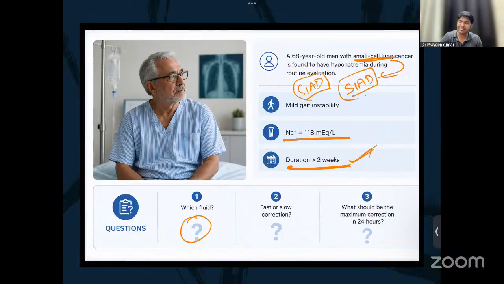And since this patient is not having any big problem except for mild gait instability, because he is found to have hyponatremia during routine evaluation, we have to evaluate it. Okay, you have to go and evaluate what the problem is. But once you evaluate and find it to be SIAD, the treatment is going to be water restriction.